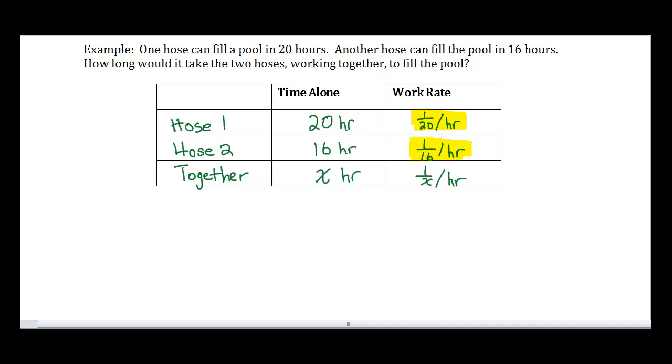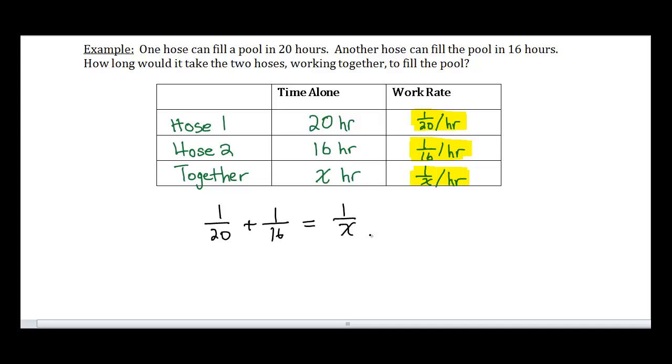All right. If I add those two things together, 1 over 20 plus 1 over 16, it has to equal the same rate that they have when they're working together, which is 1 over x. All right? And we're assuming that they're going to be going the same speed. So they're going to have 1 over x per hour.